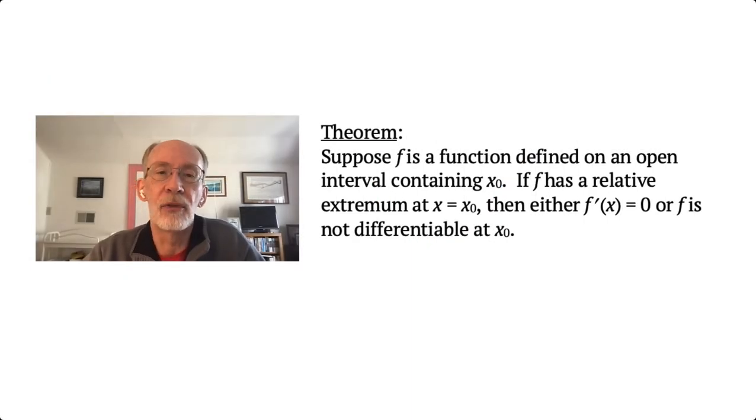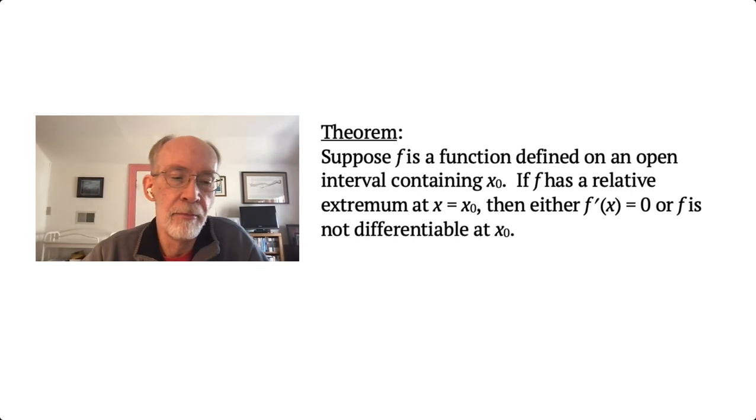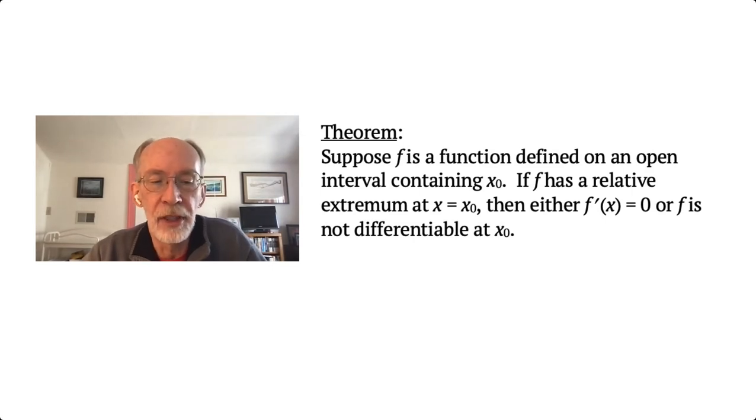These three examples strongly suggest the following theorem. Suppose f is a function defined on an open interval containing x naught. If f has a relative extremum, max or min, at x equals x naught, then either f prime of x naught is 0 or f is not differentiable at x naught. That is to say, the first derivative is undefined. Got to be one of those two things. And this gives us a great way of knowing how to proceed to try to find the locations of relative maximum and minimum values of functions.